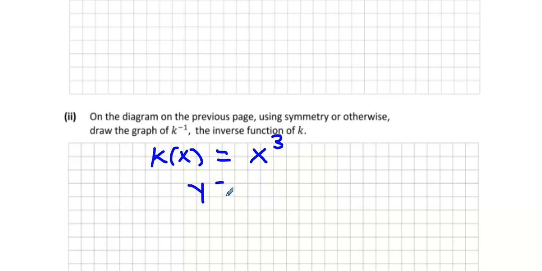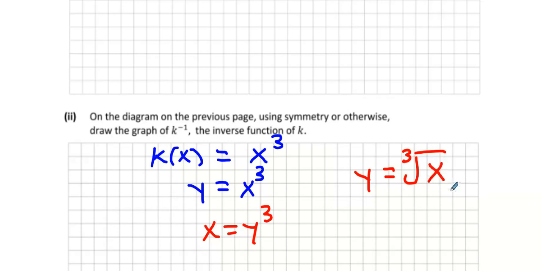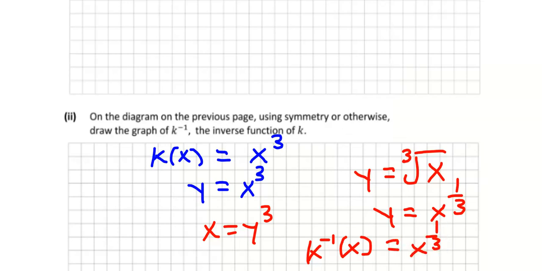You say y equals x cubed, and you interchange the x and the y, and you then say x equals y cubed, yeah? And then you get y on its own. How'd you get y on its own? The cube root of x, or what's another way of writing that? X to the power of a third. So k inverse of x would be x to the power of a third. Y equals cube root of x.